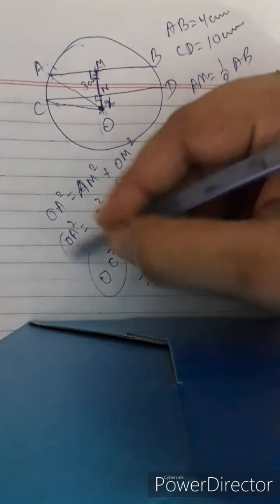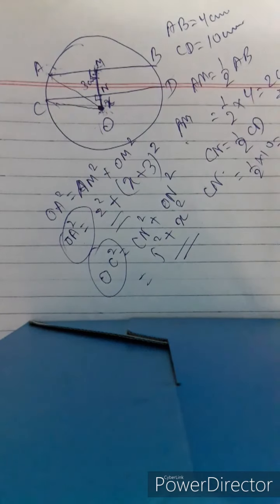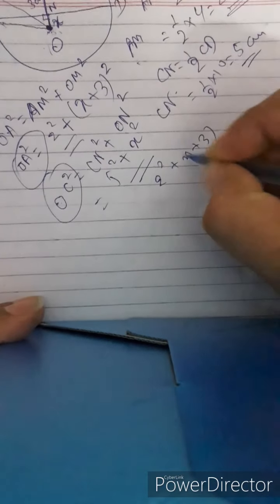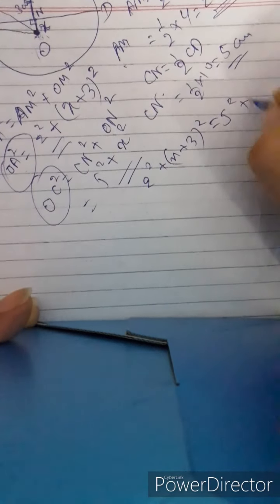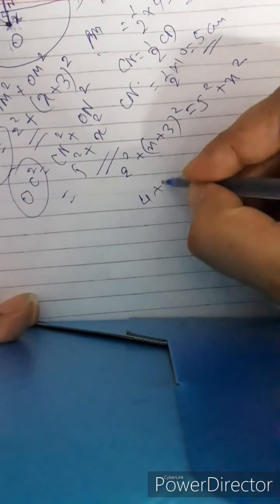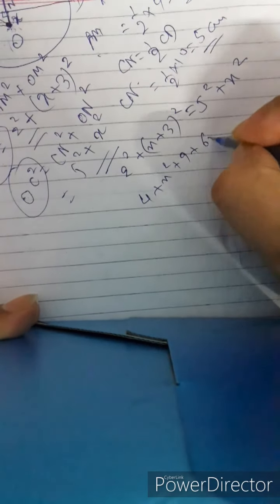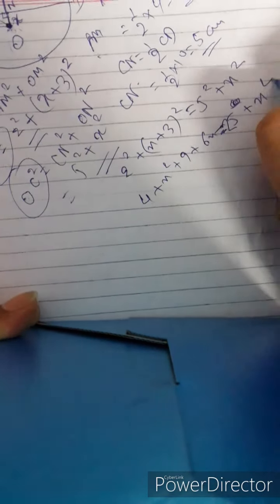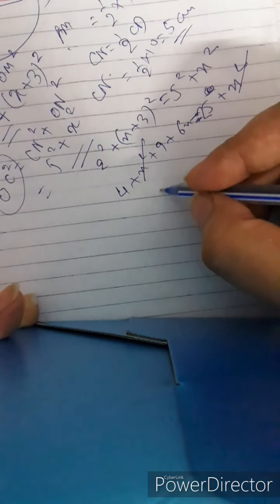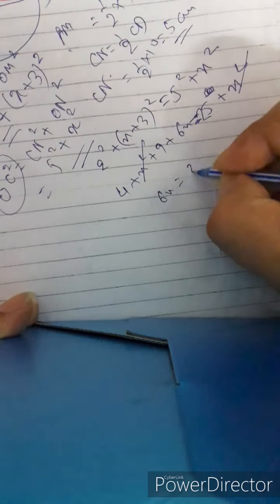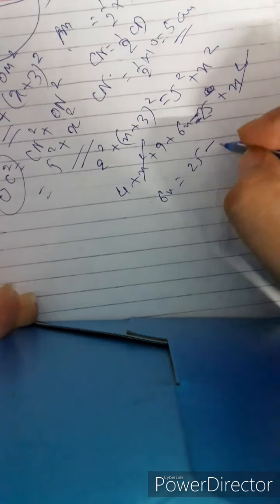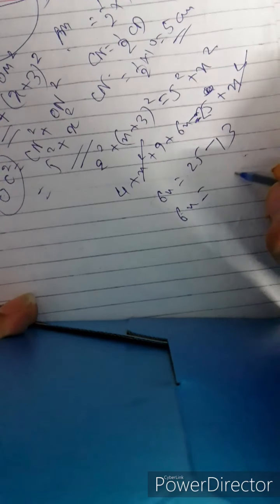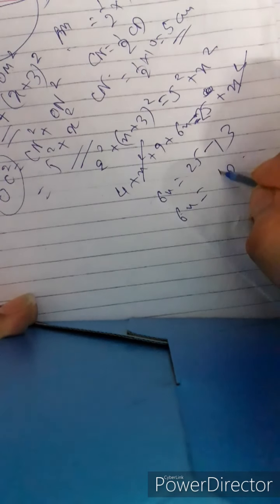Now OC equals OA, since they are the radii of the same circle, so OA square equals OC square. Therefore 2 square plus x plus 3 whole square equals 5 square plus x square. So 4 plus x square plus 9 plus 6x equals 25 plus x square. Alright, x square cancels out, so 6x equals 25 minus 13, 6x equals 12.